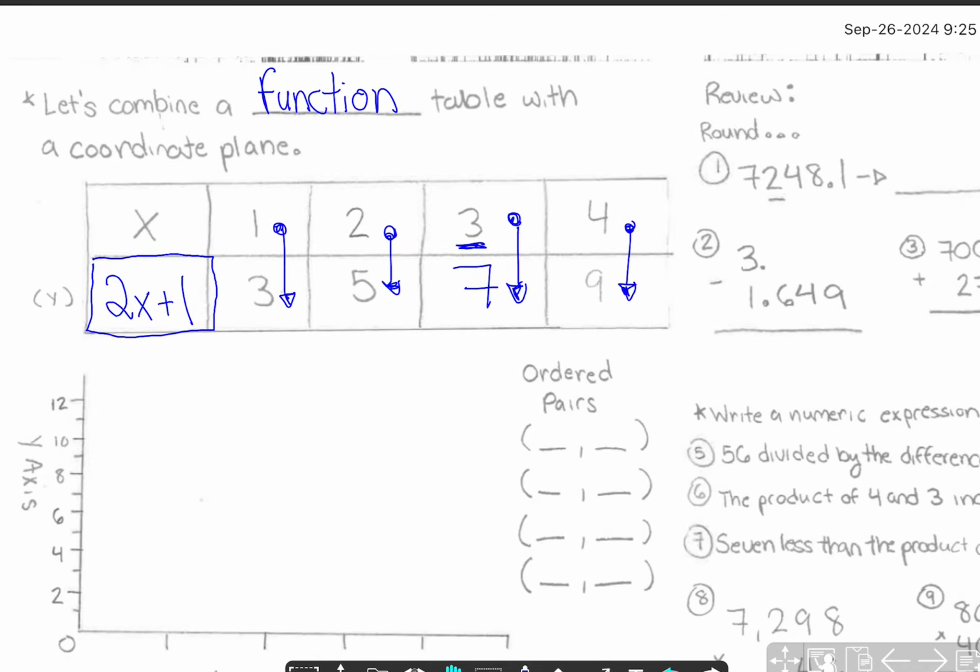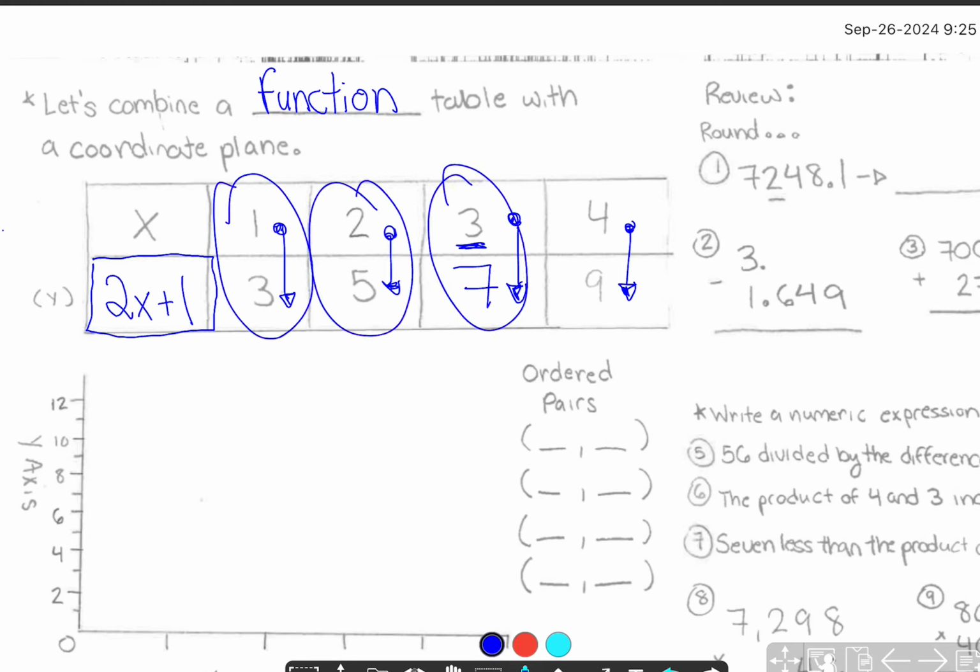So now that we have all of that, we need to combine our information right here and make our ordered pairs. We have all of our x numbers and we have all of our y numbers, so we need to make them ordered pairs. My first ordered pair is 1, 3. My next one is 2, 5. My next one is 3, 7. My next one is 4, 9. And all of this information, we are going to plot it over here.